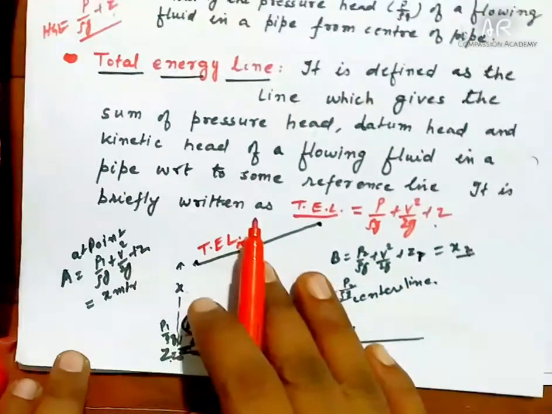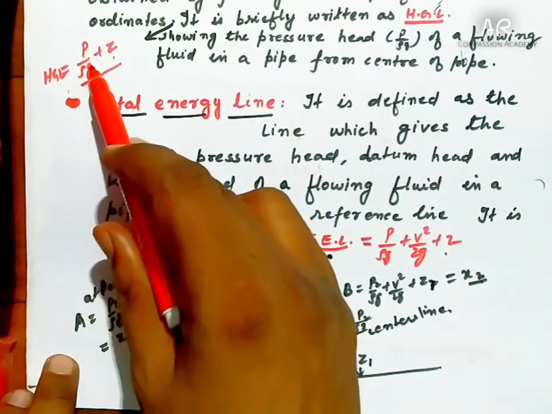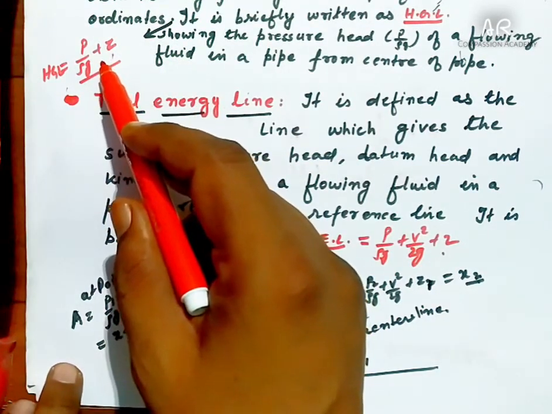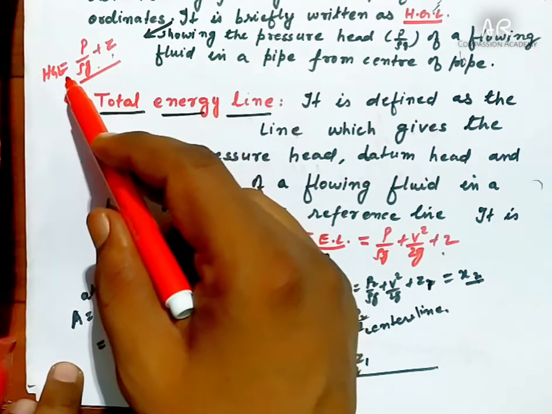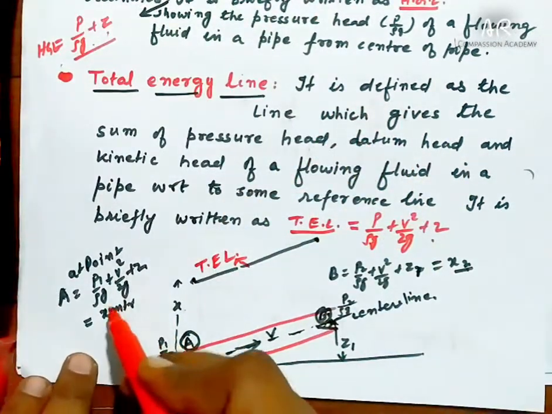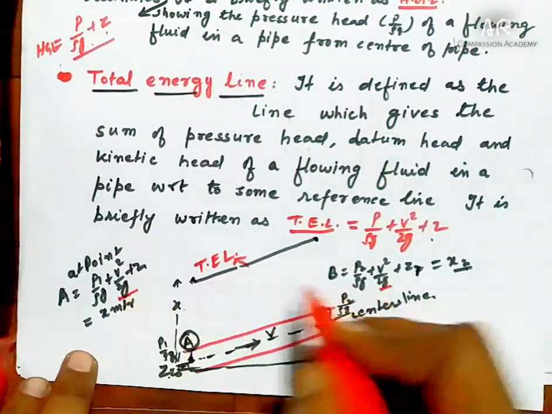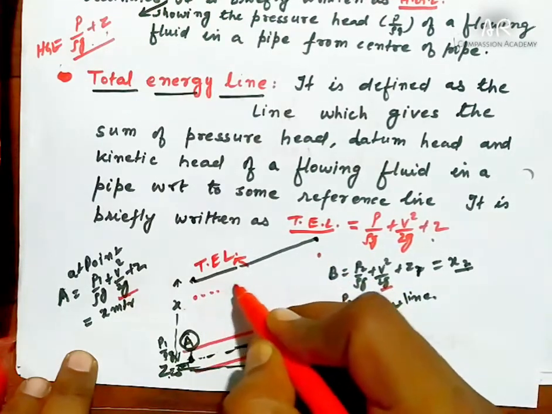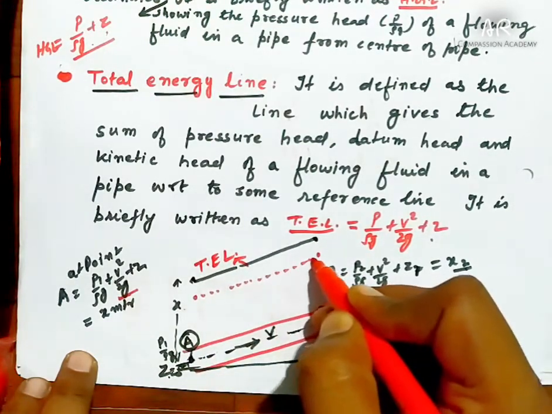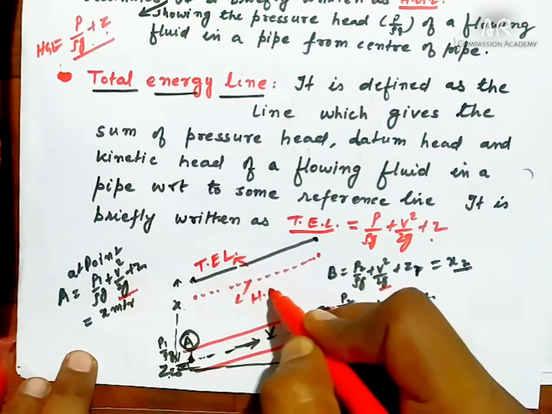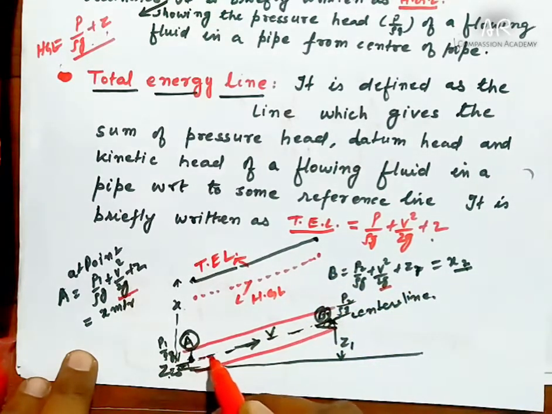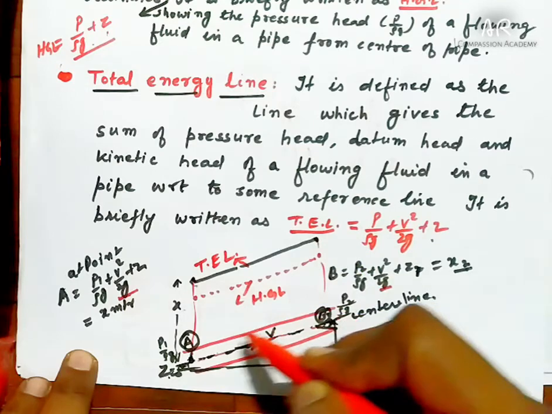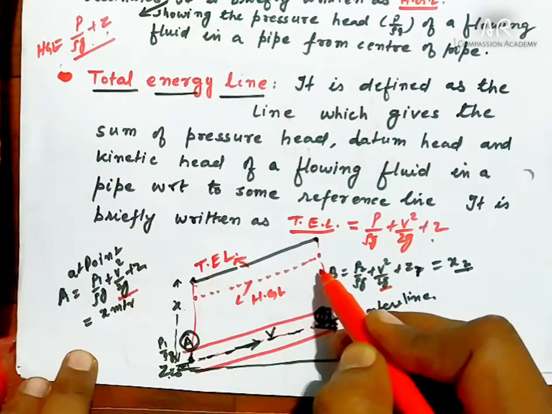Now, what is hydraulic gradient line? Hydraulic gradient line is the sum of pressure head and datum head. So that means if we subtract the velocity head, then it will give the hydraulic gradient line. Suppose here it is the velocity head. If you subtract the velocity head, then this point comes here and this point comes here. Then this line, if we draw parallel to this line, is called hydraulic gradient line with reference to this center line. So this is the total energy line and this is the hydraulic gradient line.